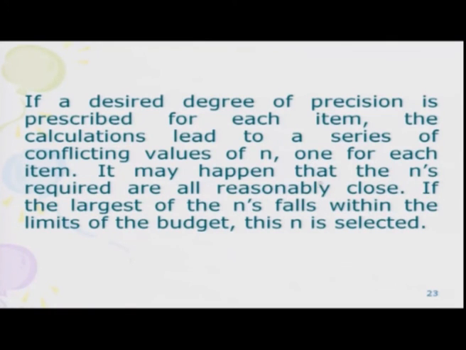It may happen that the n's required are all reasonably close, then it is good. If the largest of the n's falls within the limits of the budget, then this n is selected. Largest n is selected. If you can afford to spend so much money as is required for the largest value of n, select that n.